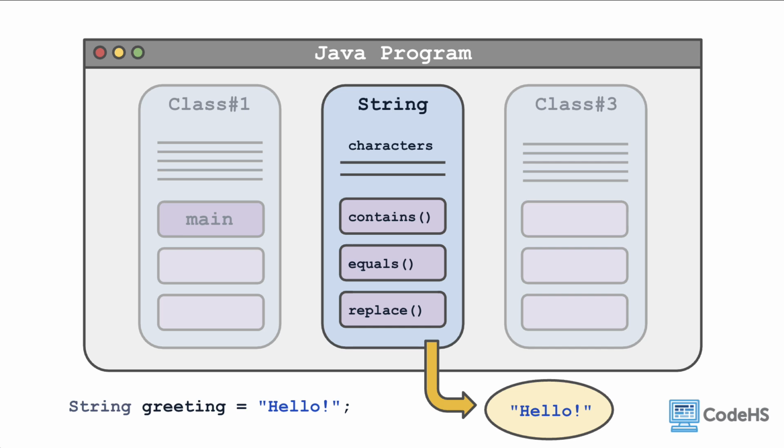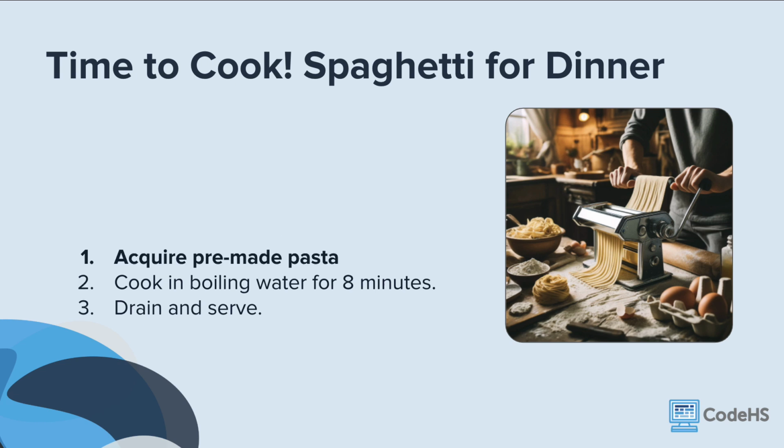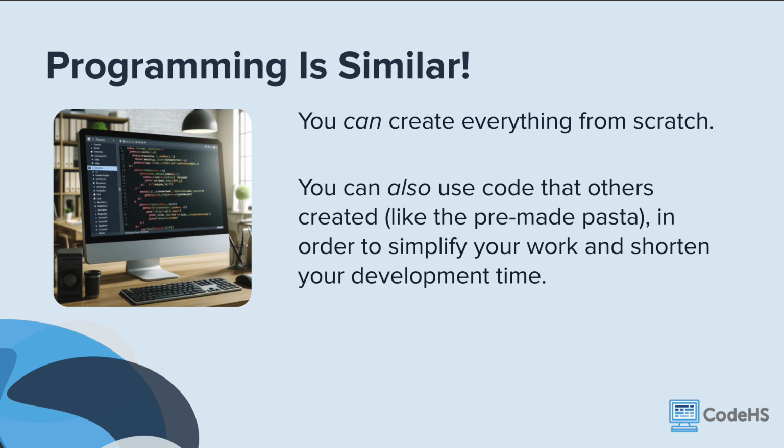This is where Java libraries and packages come in. Let's consider an analogy. Have you ever made pasta for dinner? Or maybe watched someone else make pasta? If so, the instructions probably didn't look like this. Most people start with pre-made pasta and cut out all the steps 1 through 5. The pre-made pasta is created by someone else and you can use it to shorten the creation time for your pasta dinner. Well, programming is similar. As programmers, you can create everything from scratch, but you can also use code that others created, like the pre-made pasta, in order to simplify your work and shorten your development time.